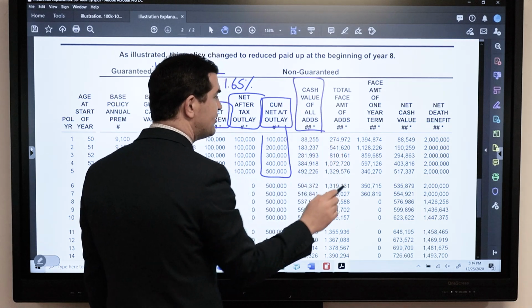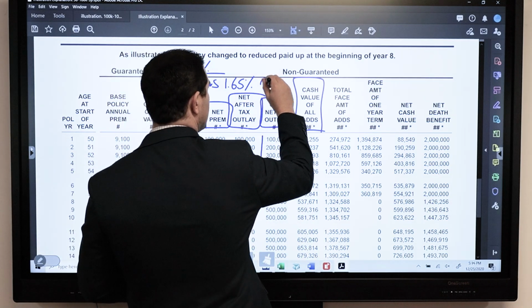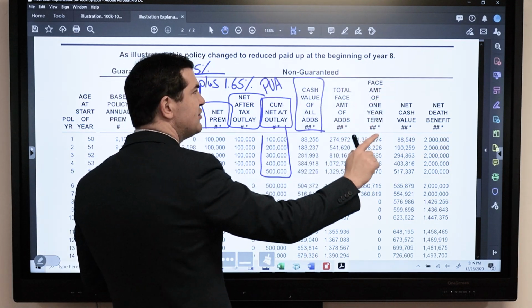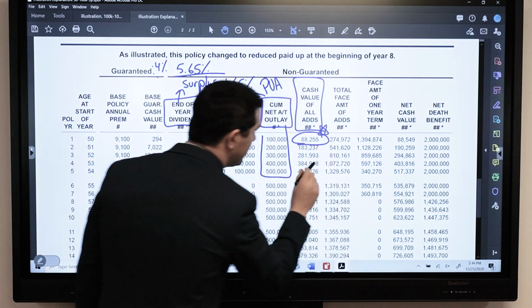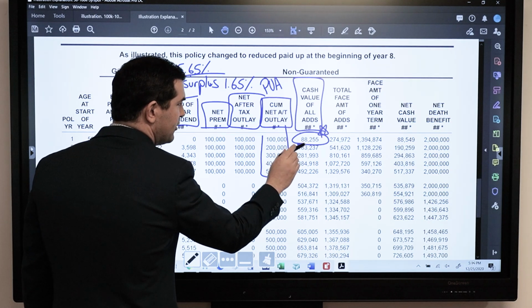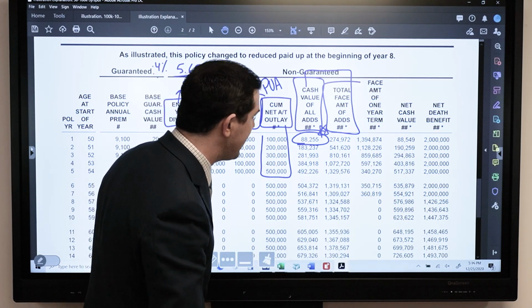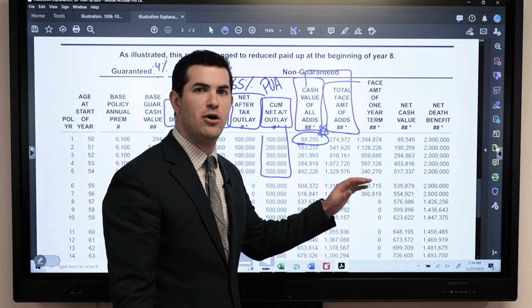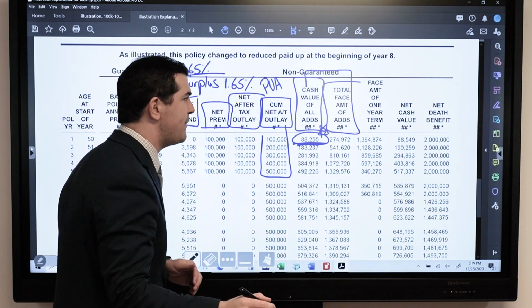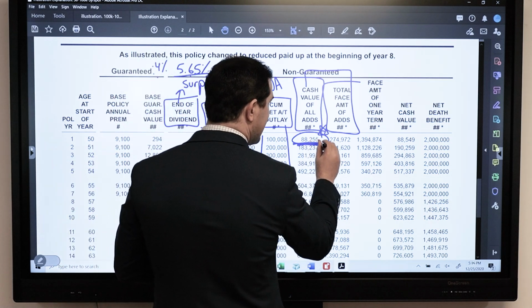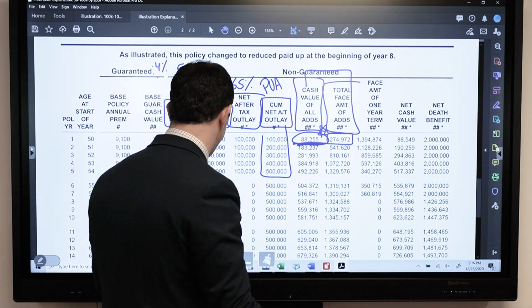Cash value of all adds. So this represents money I add into PUAs. That $90,000 and change, if you remember that up top, this is how much of it, after the term rider cost as well, is left over in cash value. Column immediately to the right, total face amount of all adds. This represents how much additional whole life death benefit is purchased by the PUA payment. So if I add $88,000 into cash value, that buys you another $275,000 in death benefit.